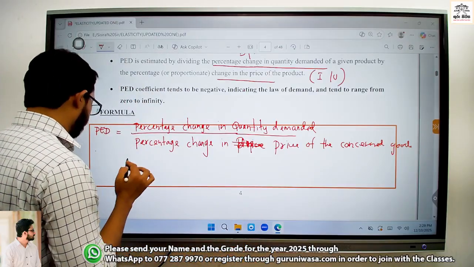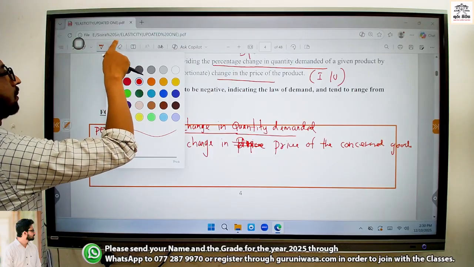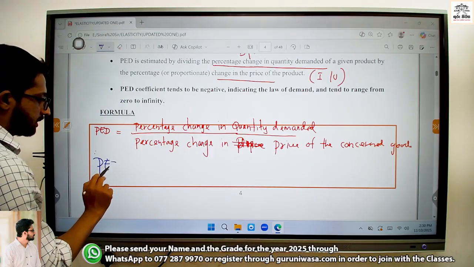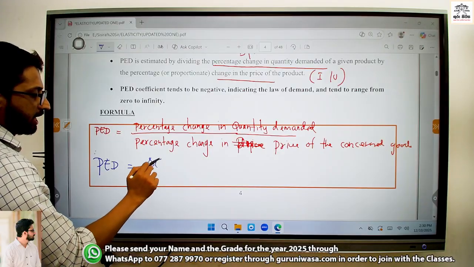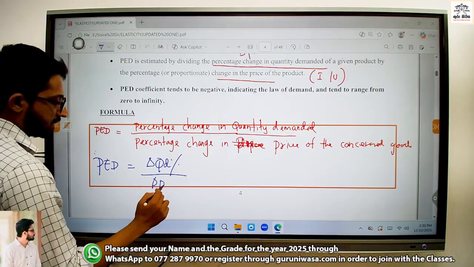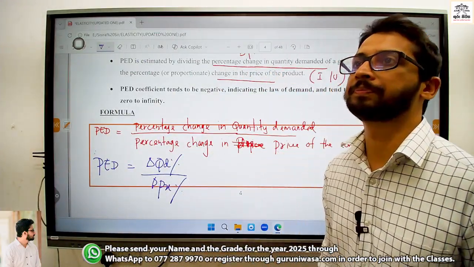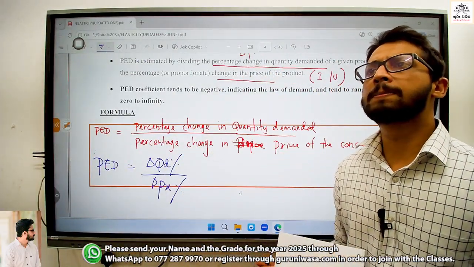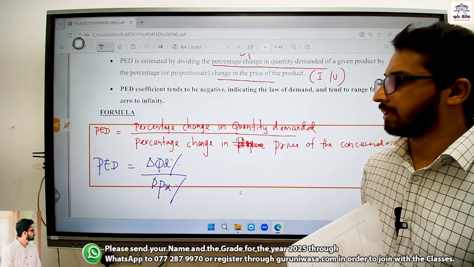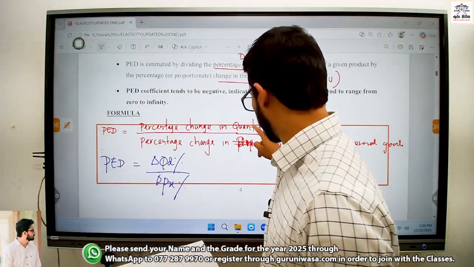This is a short equation, Lama. Remember this, you can use it for papers and exams. It is a very simple, short one. PED equals percentage change in quantity demanded divided by percentage change in price. Okay, Lama. Next point.